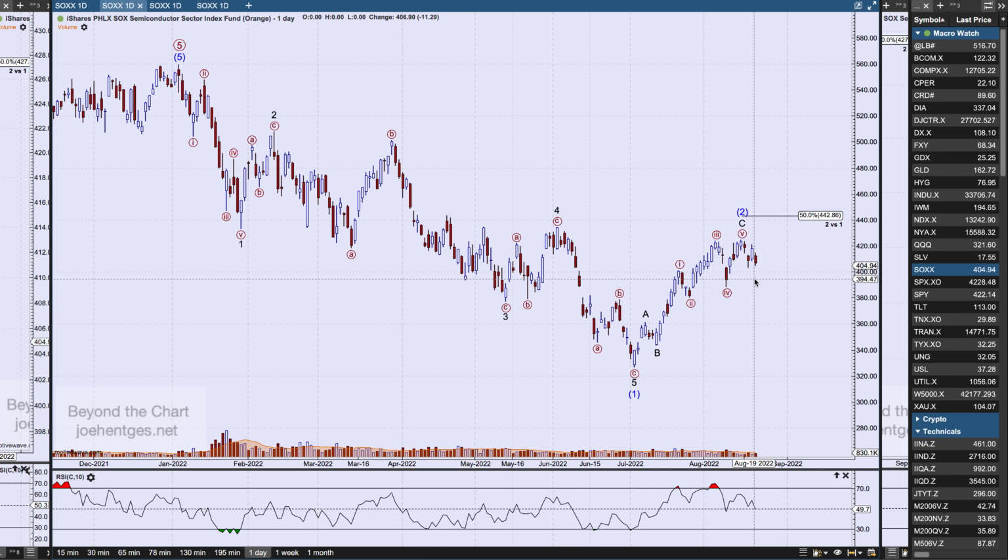And it looks like it wants to do that. So we'll watch to see, does this week give us the follow through that we need? Take out this low right here, 388.52. All right, let's take a look at some of the semiconductor stocks.